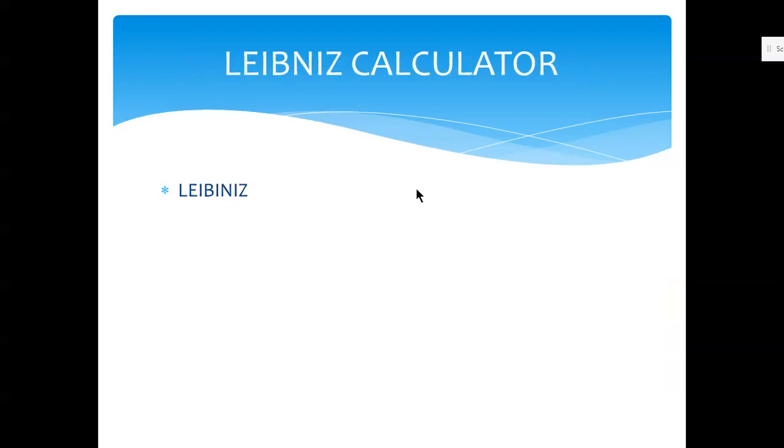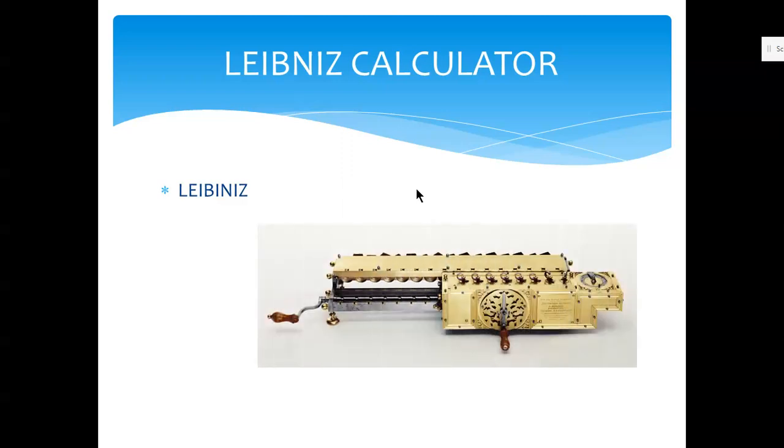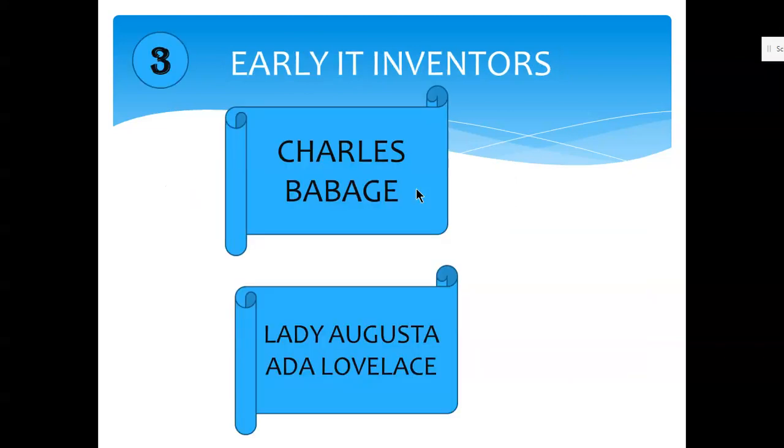So next is the Leibniz calculator. Leibniz, the famous German mathematician, improved on Pascal's machine in 1671. The Leibniz calculator was a mechanical device. Apart from performing addition and subtraction, the Leibniz calculator could even do multiplication, division, and find square roots.